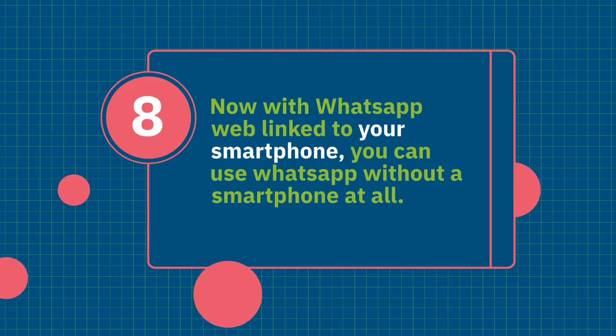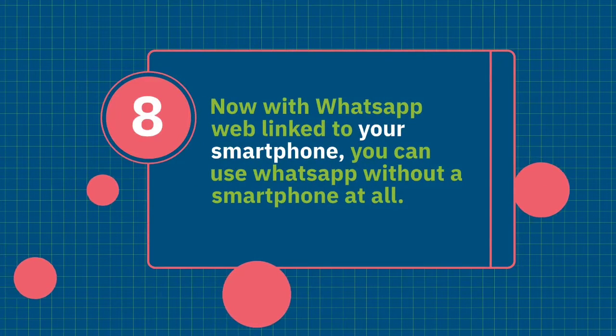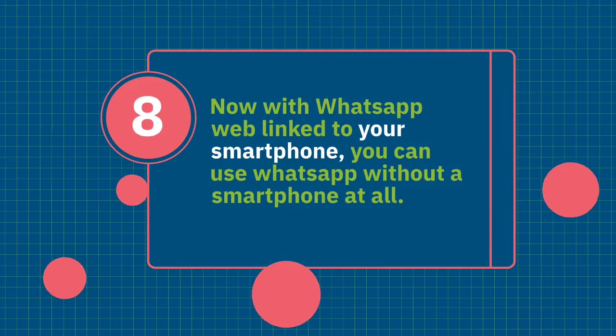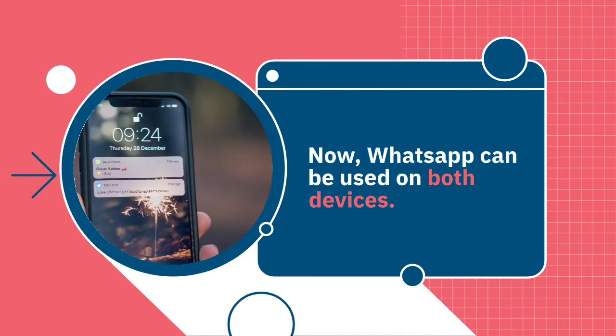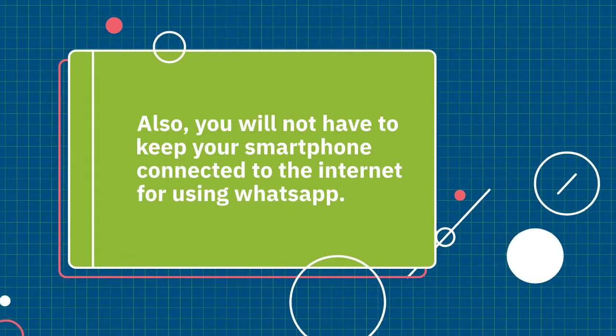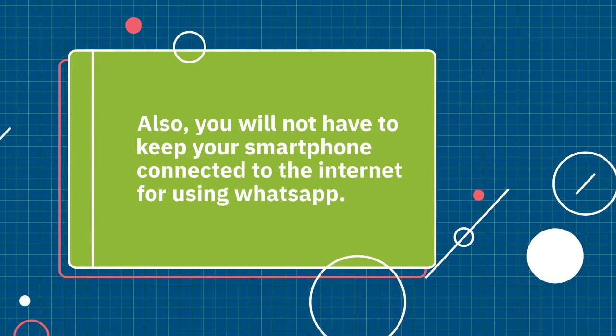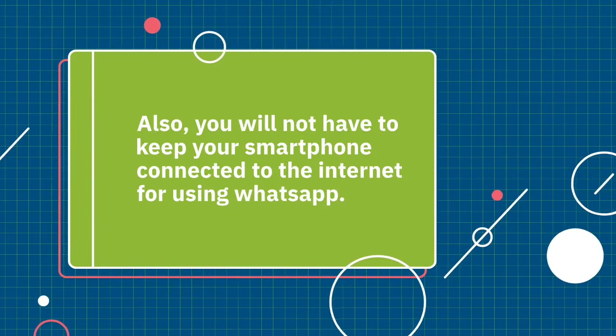Now, with WhatsApp web linked to your smartphone, you can use WhatsApp without a smartphone at all. This shows that your WhatsApp will be used on both devices. Also, you will not have to keep your smartphone connected to the internet for using WhatsApp.